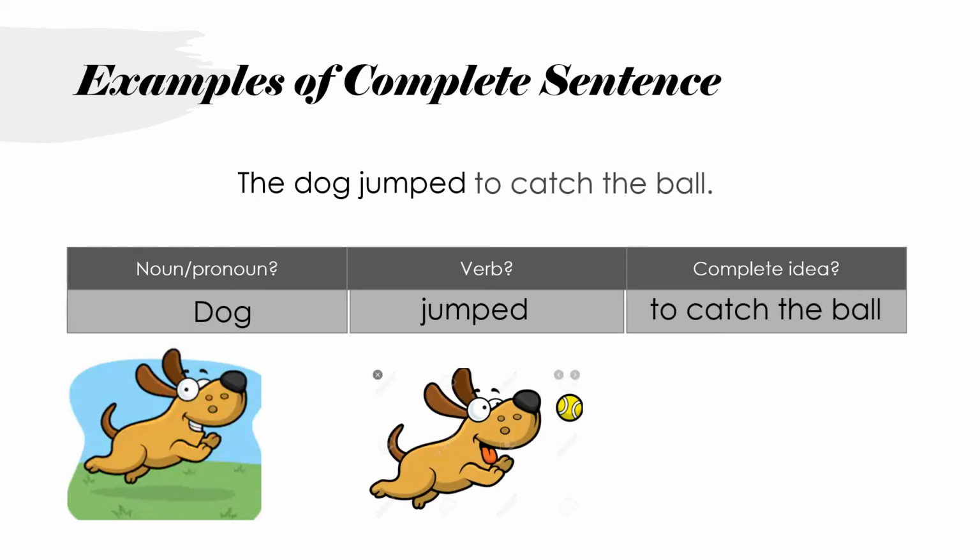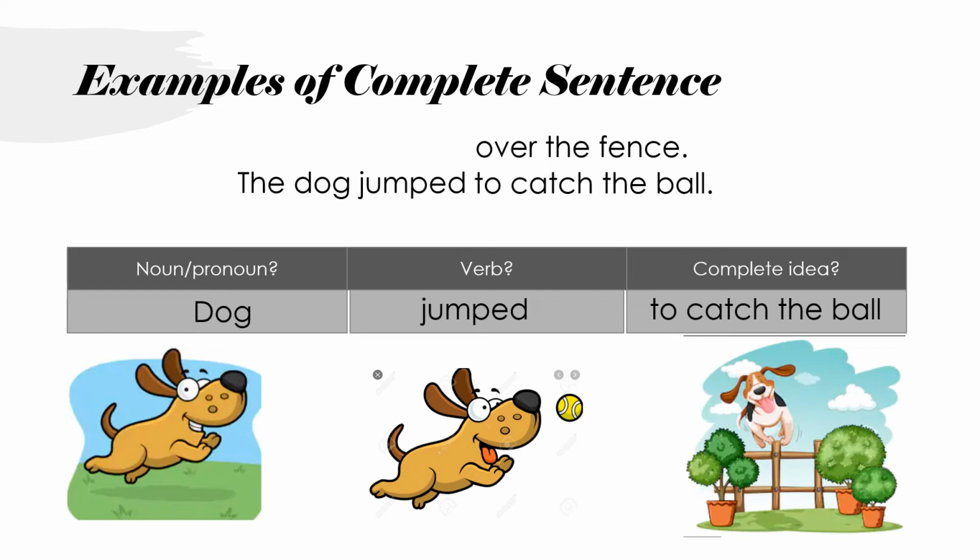The dog jumped to catch the ball. That makes the sentence very complete, doesn't it? We can also say the dog jumped over the fence. That also makes the sentence complete. So you can see that even though the dog jumped can be said as a complete sentence, we get a better sentence by adding exactly what the dog is doing when it is jumping.